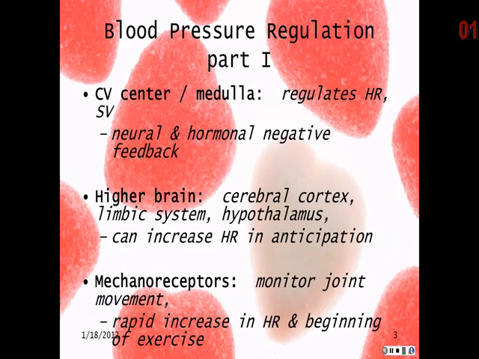Overall, blood pressure regulation occurs in the cardiovascular center of the medulla oblongata. Here we control heart rate, stroke volume, and negative feedback loops from neural and hormonal control. The higher brain also feeds into the negative feedback loop with information from the cerebral cortex, limbic system, and hypothalamus. We can actually increase the heart rate in anticipation of events and emotions. The mechanoreceptors provide feedback in monitoring joint movement and cause a rapid increase in heart rate at the onset of exercise or activity.